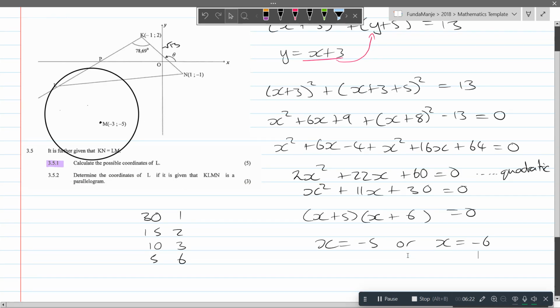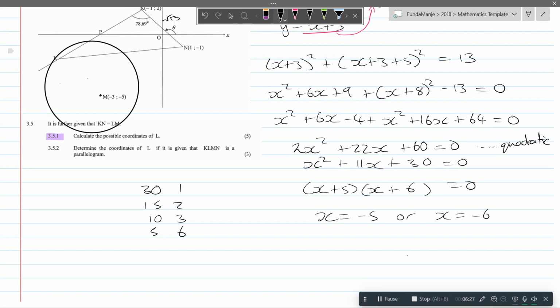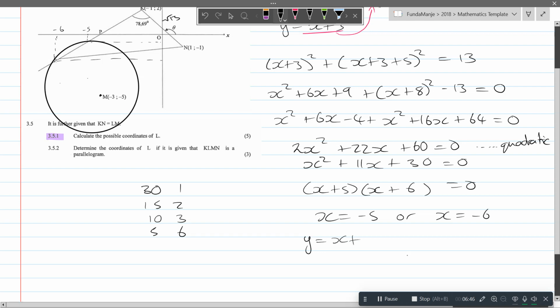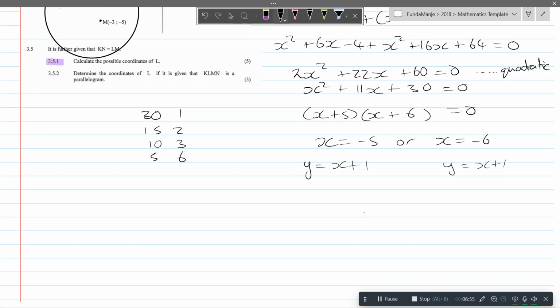Then of course you need your corresponding y values. So basically what we found is that the possible values of L are at x equals minus 6 and x equals minus 5, but we still need to know the corresponding y values. These are the x values, now we need the y. So y is equal to x plus 1. We can use the simpler one. Or is it x plus 3? x plus 3, not 1. So y is equal to x plus 3.